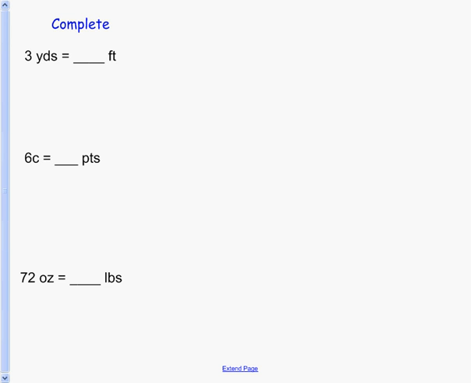On to conversions here. This is 6.4 we're looking at. We're completing 3 yards equals blank feet. So we have to write 3 yards times, we're looking for feet. So feet's going to be on top, yards on bottom to cancel. So we have to know how many feet are there in a yard. There are 3 feet in 1 yard. So we are multiplying by 3. 3 times 3 will give us 9 feet. So 3 yards is 9 feet.